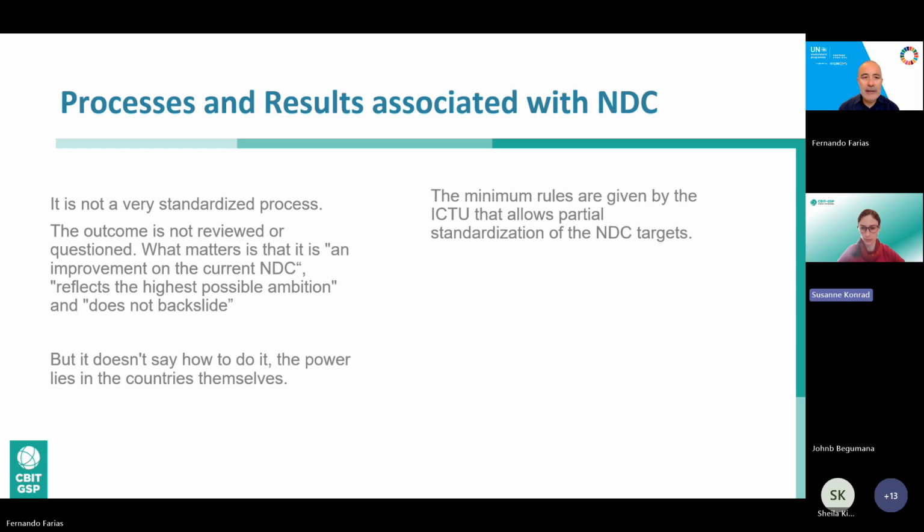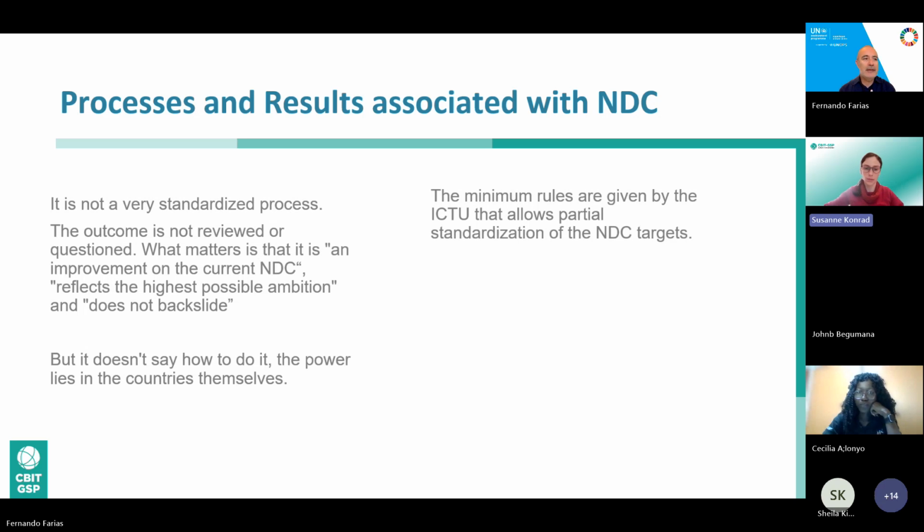But if we examine the NDC 3.0 process, we can find differences. Compared with the BTRs, the NDC is not a very standardized process. The outcome of the process is not reviewed like in the technical expert review. What is important is that the country can comply with having more ambitious NDCs in every cycle and without backsliding, but the NDC doesn't say how this improvement should be done.